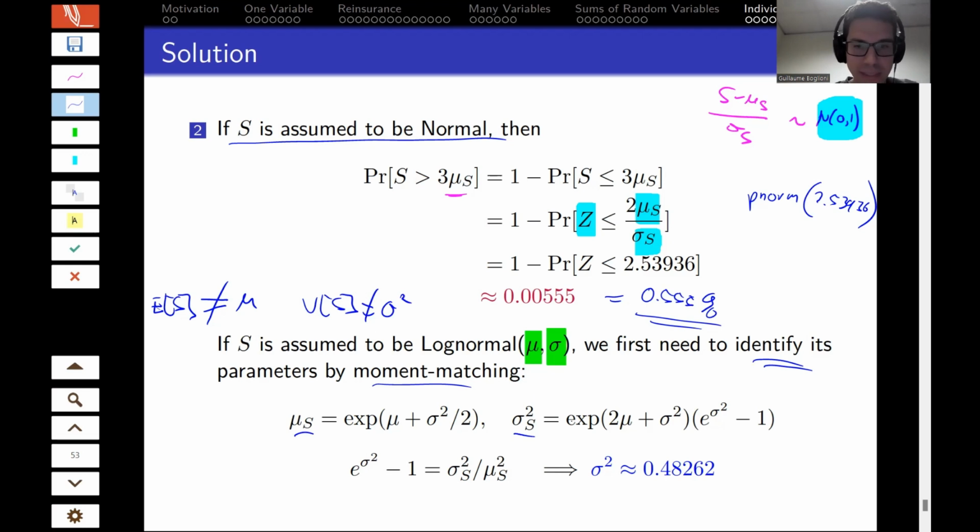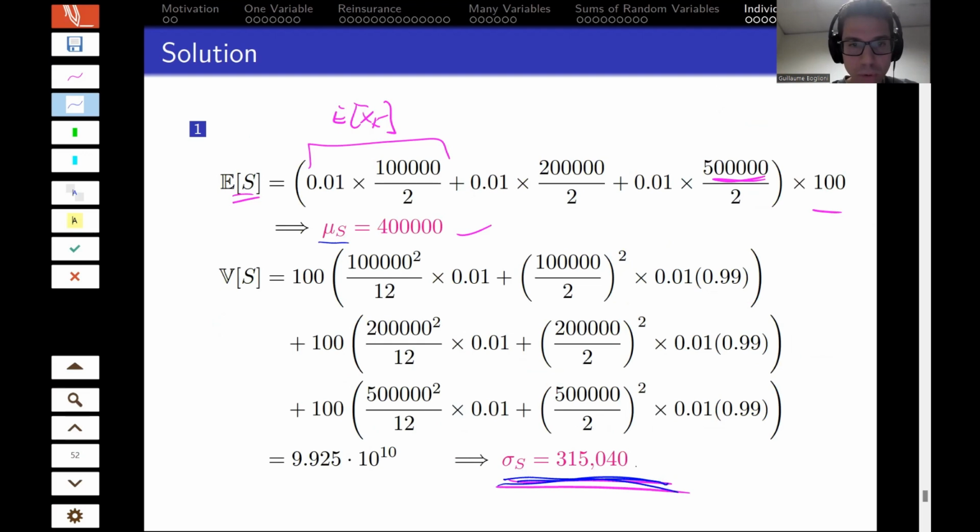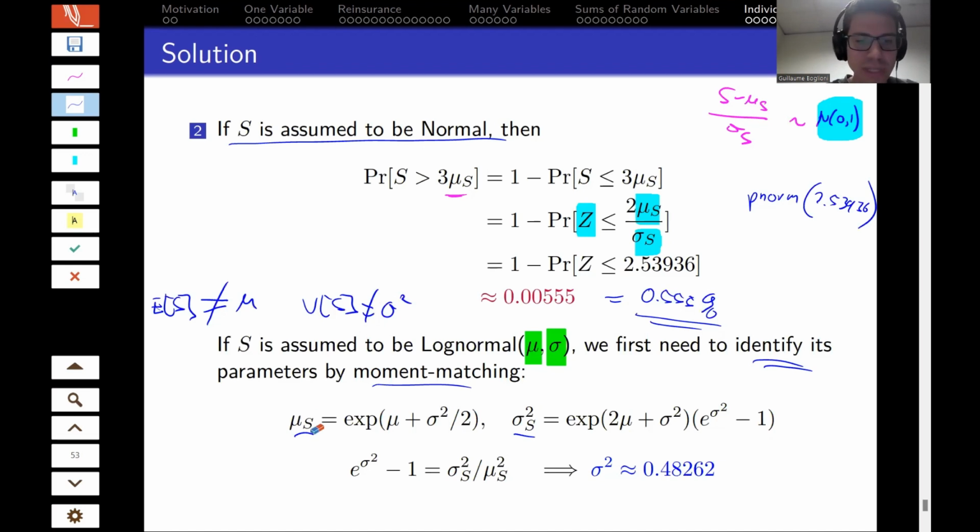Okay, where mu_S and sigma_S here are known. They are known because we derived them here. We know that the mean is 400K and the standard deviation is 315K. So the first step is just this. You have two equations and two unknowns to solve. You know mu_S and you know sigma_S squared.